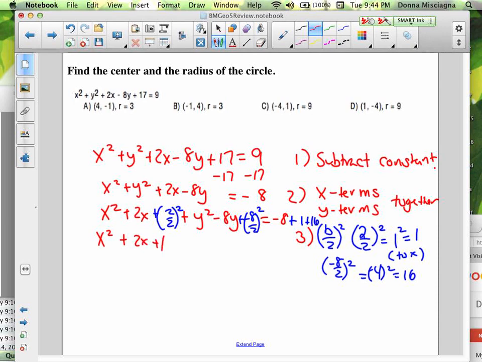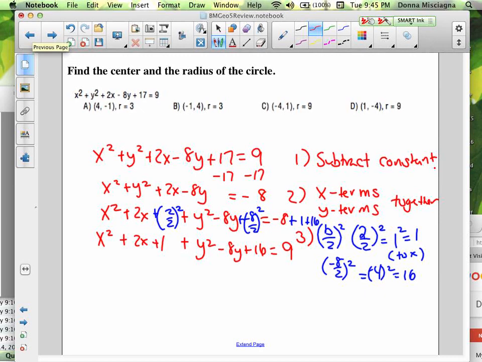So we have x squared plus 2x plus 1, and y squared minus 8y plus 16. And on the other side, we have 16 plus 1 would be 17, minus 8 is 9. Okay. So now we can factor.